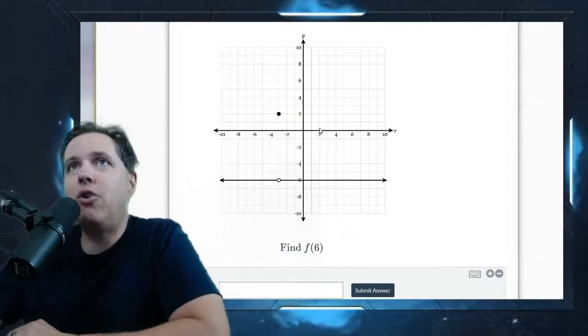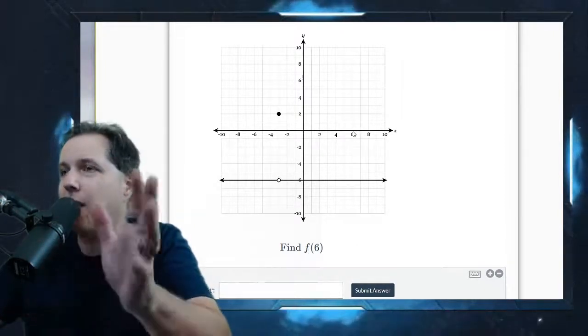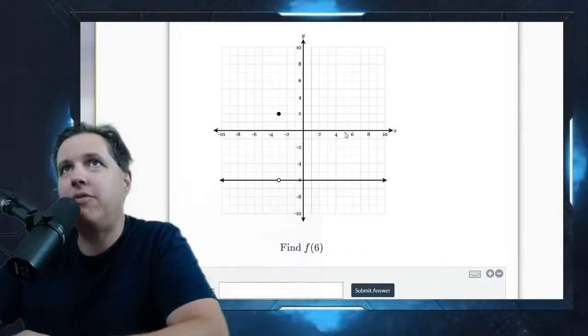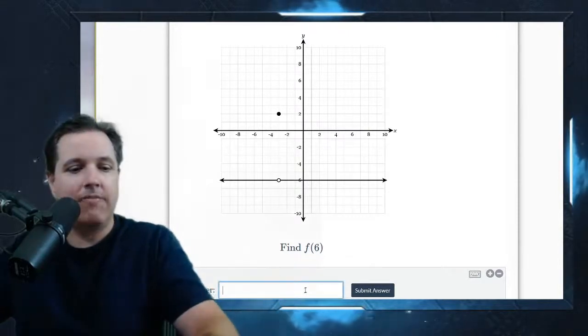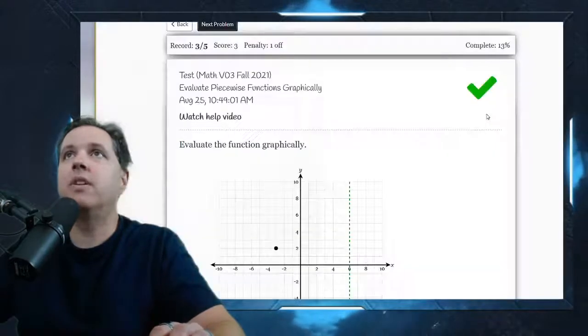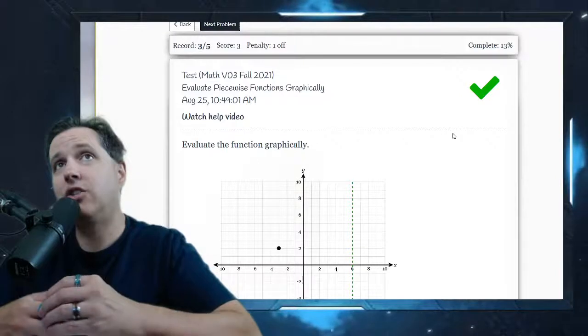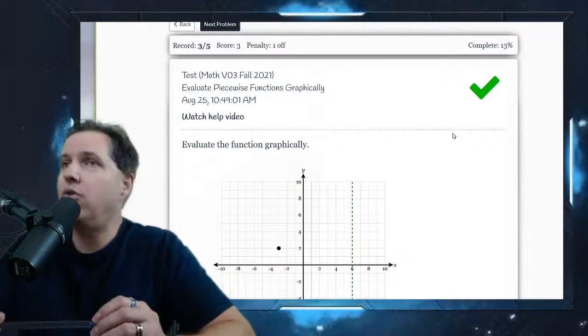So f of 6. All that means is I'm going to find 6 on my axis. It's just like the one we did a minute ago that was not piecewise. We do the same thing. I'm going to find 6. Okay, here it is. My y value is -6. So I'm going to put that in there. -6. Submit. And it likes that. So graphically, these piecewise functions are no harder than the previous one.